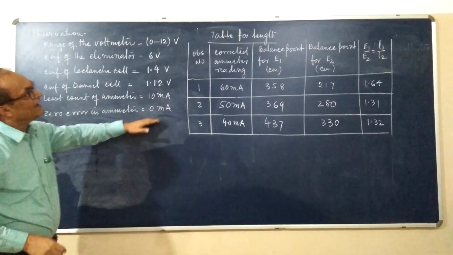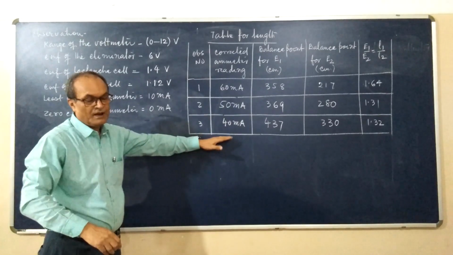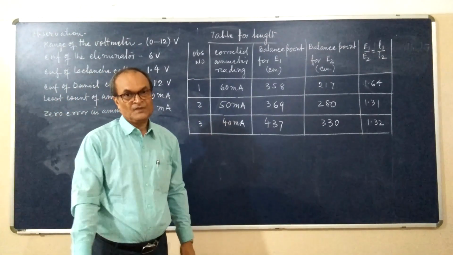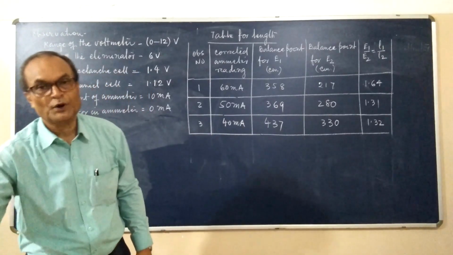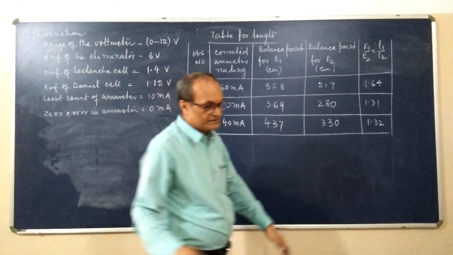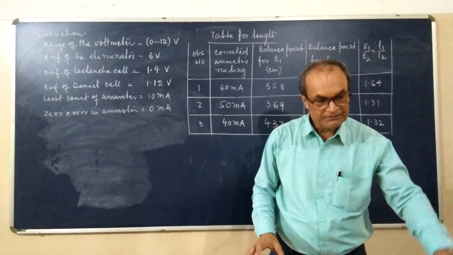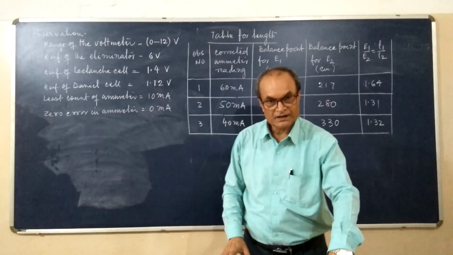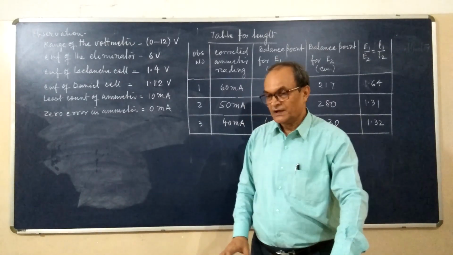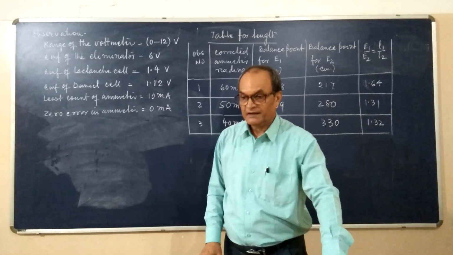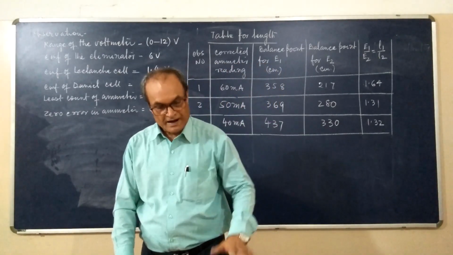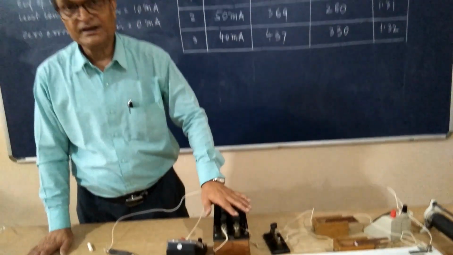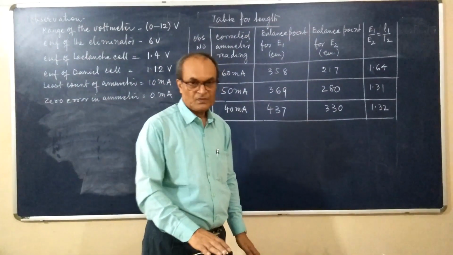We will fill this in and make the table, and after that we have to take some precautions. Those precautions are very important. First of all, the EMF of the primary cell is always more than the EMF of the experimental cell, and the other thing is that all the connections should be very tight.